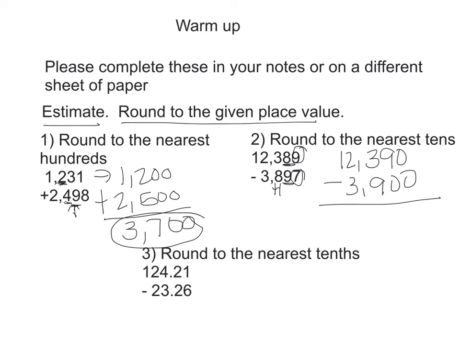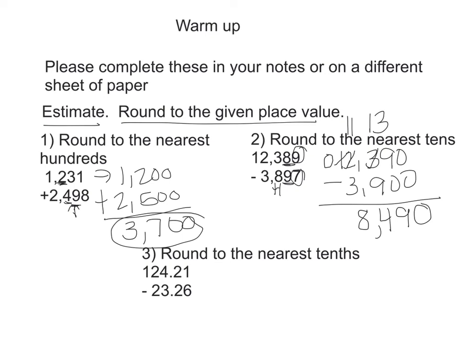0 minus 0 is 0. 9 minus 0 is 9. 3 minus 9 I can't do because I have to borrow. So the 2 becomes a 1 and the 3 becomes 13. 13 minus 9 is 4. Again, I can't take 1 minus 3, so I'm going to borrow from the other one. 11 minus 3 is 8.